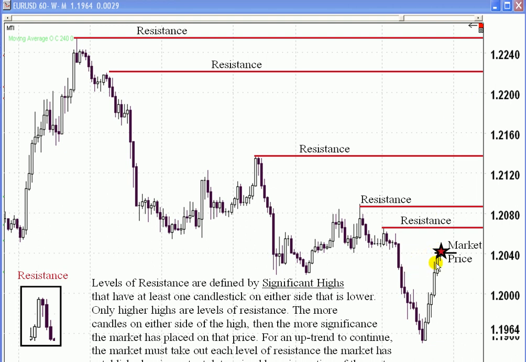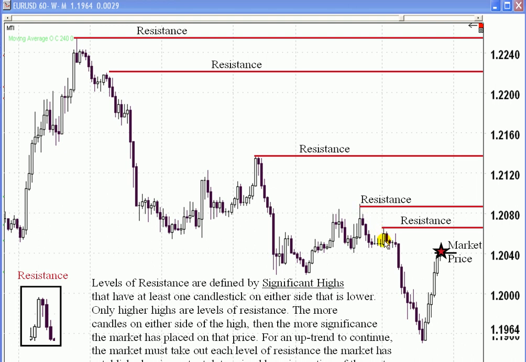We see here that we have a market price currently right here, and if you are long or bullish, short, medium, or long term, you're going to have to contend with specific price points that are very clearly established levels of resistance in the past.